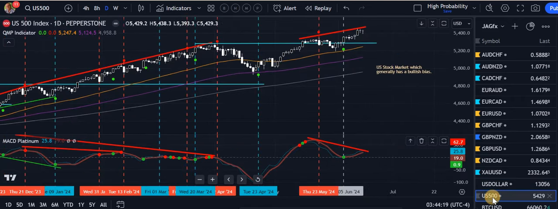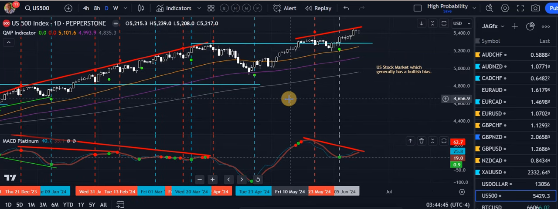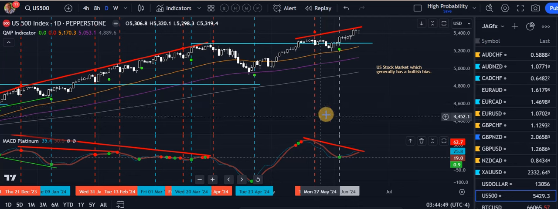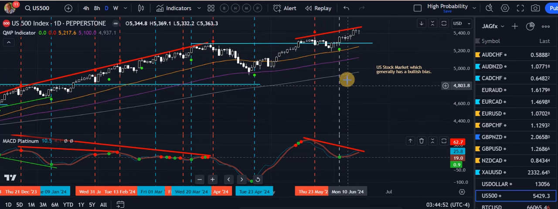US 500, US stock market. We're going to all-time highs, I'd say there, is it? Yeah, I'd say it would be. But we're struggling. It's just grinding up. Look at price grinding up, and the MACD's not following it. So there's divergence again, which there always seems to be with this. It's a US stock market, so it generally has a bullish bias, which means you're better off buying than selling most of the time. Don't worry, I'm pretty sure plenty of people make plenty of money selling, but it's low-hanging fruit on the buy side. So that's US 500.